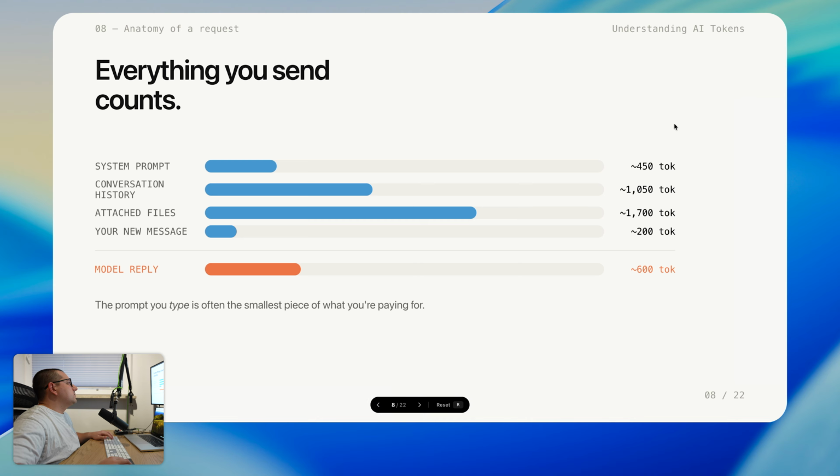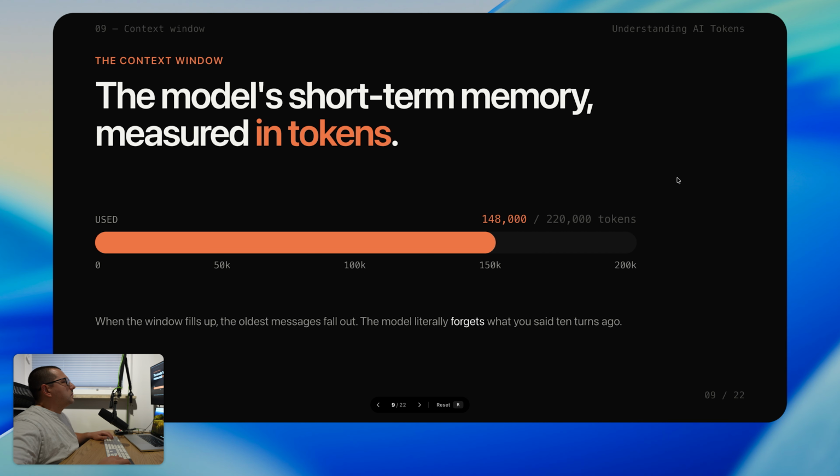And we not only pay for our input and output. Our input is also conversation history, system prompts and also attached files. And for example, if we attach a huge PDF, it also will be consumed by the AI model, but this might cost you a huge amount of tokens. There's also such a thing as the context window.